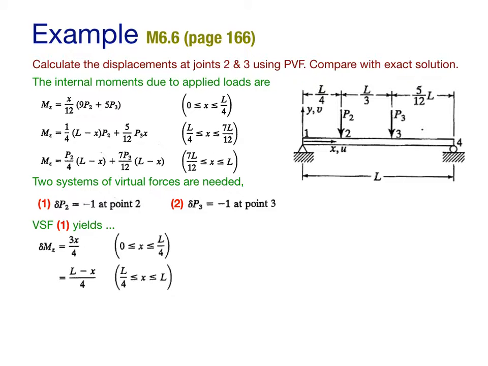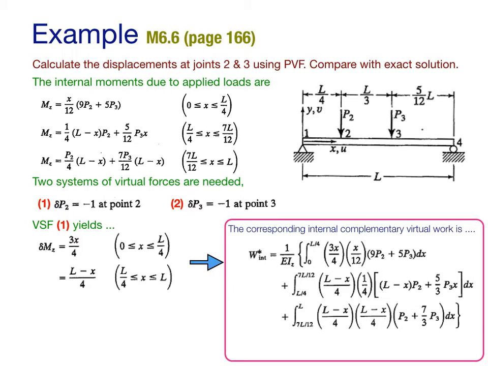And the bilinear moment diagram will then give us the moment variation between points 1 and 2, as well as between points 2 and 4, for which, for the former, the x ranges from 0 to L over 4. For the latter, x ranges from L over 4 to L. And then we can simply take the product of this internal moment diagram with the external, the real moment diagram, MZ, through the integrals that we have discussed. And of course, we have to deal then with 3 integrals for the 3 segments of the beam.